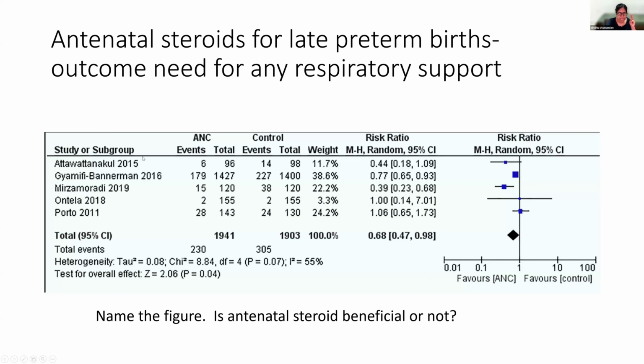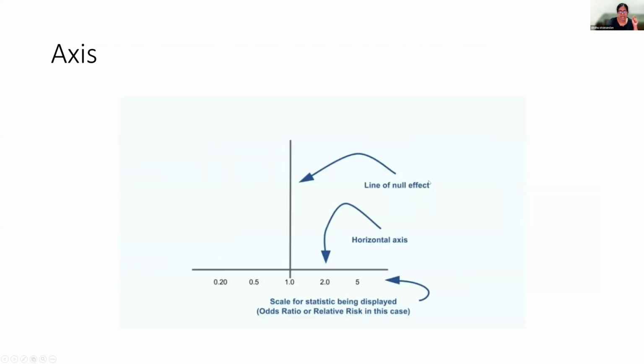So here you have the study, and here you have the events. Need for support: 6 out of 96 events in the antenatal corticosteroid group, then you have the control group, and each study provides you with a risk ratio and 95% confidence interval. And finally, you get this particular figure and the diamond. So we will analyze this graph in detail.